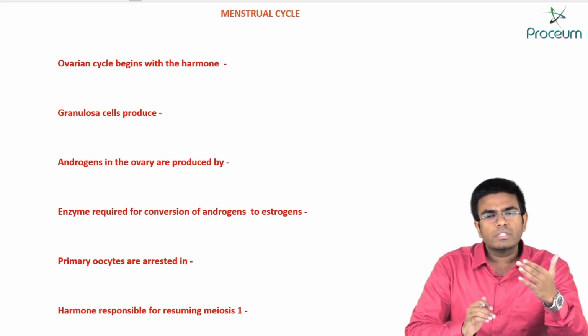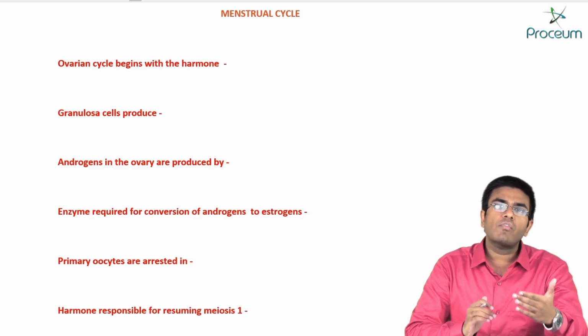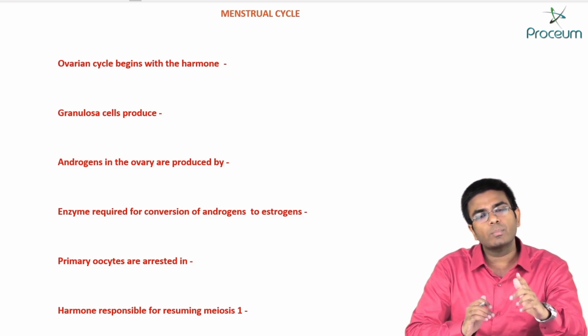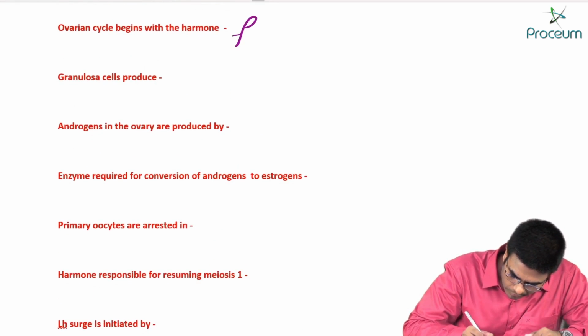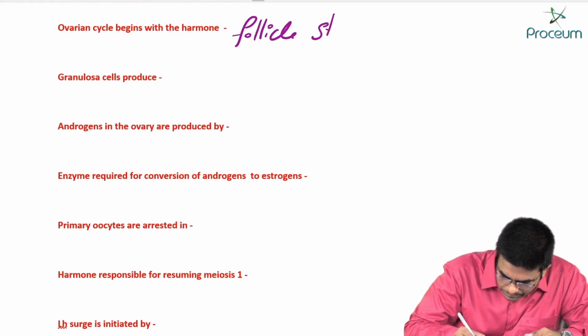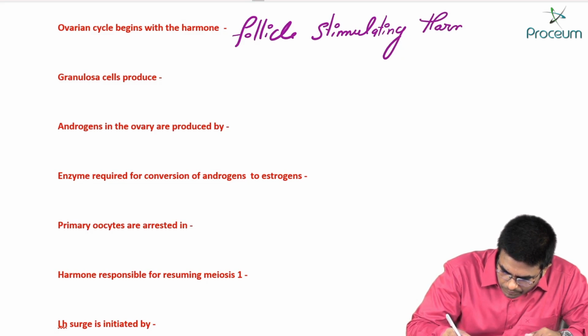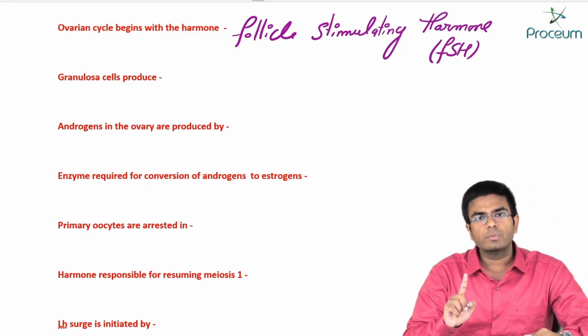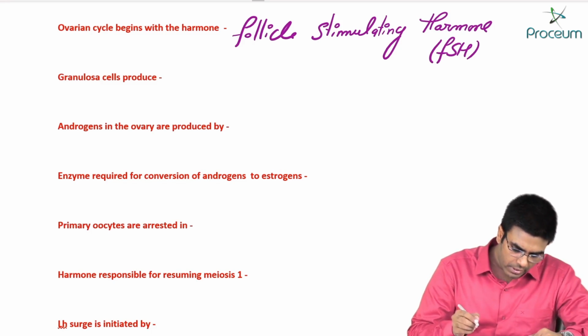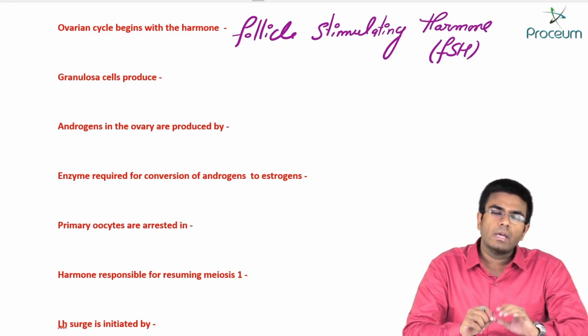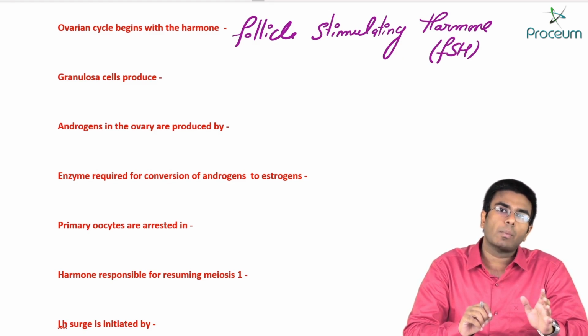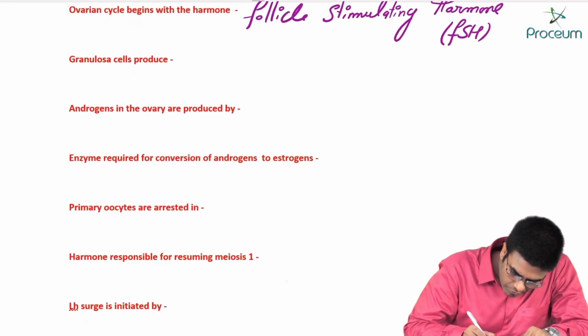Who stimulates the follicles for the production of estrogens? It is follicle stimulating hormone. So the ovarian cycle begins with the follicle stimulating hormone. FSH is the hormone responsible for the initiation of the ovarian cycle. Now, around the oocyte we have the granulosa cells. Which hormone do these granulosa cells produce? Granulosa cells produce estrogens.